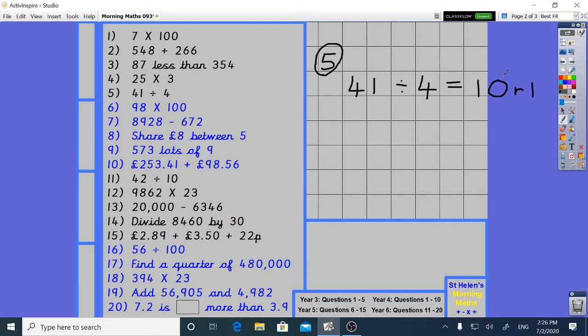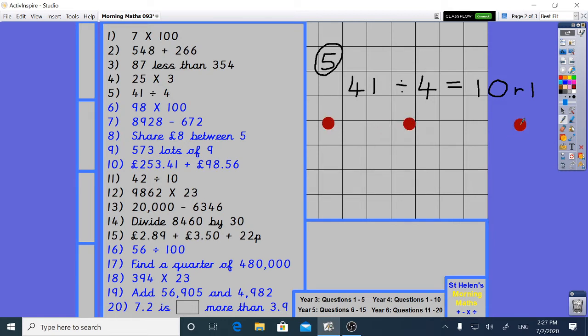41 divided by 4 is 10, remainder 1. So if you had 41 children, you shared them out into groups of 4, there would be 10 children in each group and 1 remainder. Actually going to do that, I think, in little dots. If you don't need to see this, you can always fast forward, but I think I like to show this. I'm going to get 41.